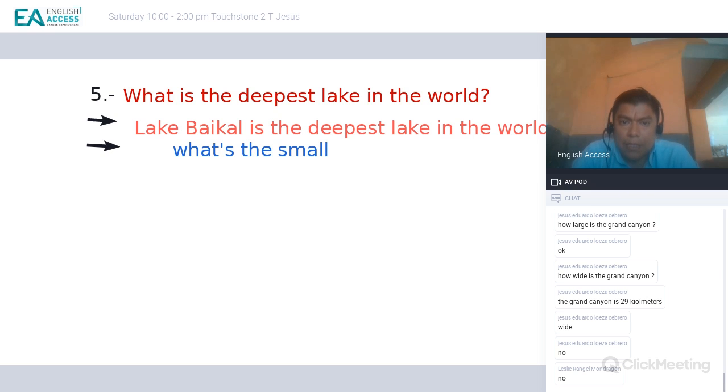Nope. That's not number 5. Number 5. Look, number 1 is the smallest continent. Number 2, the highest mountain. Number 3, the longest river. Number 4, the widest canyon. And number 5? What's number 5?